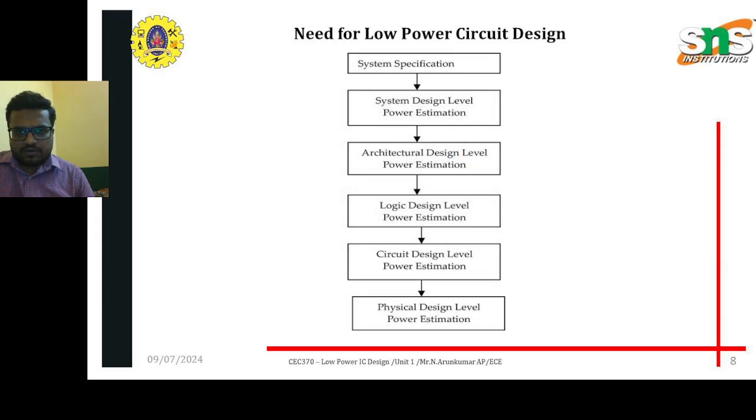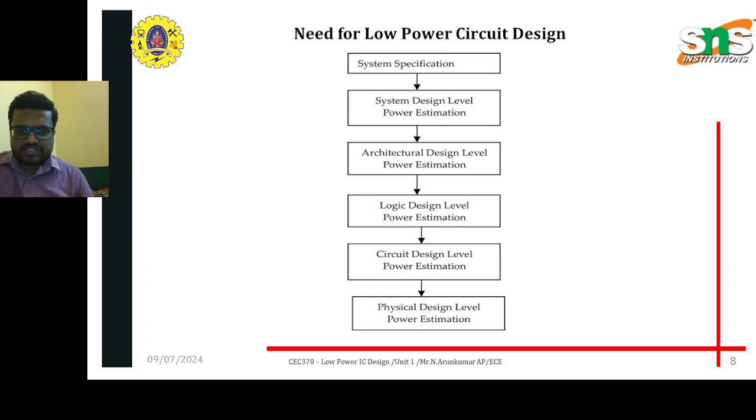So, need for low power circuit. First one is system specialization, because you are going to make your IC a compact one, so we need to clarify your system. Second one is system design level power estimation. Based on your ICs, we need to check the power constraints of the concerned ICs in the package. Next one is architectural design level power estimation. Your power constraint must be adaptable by the packages, so we need to check the design level.